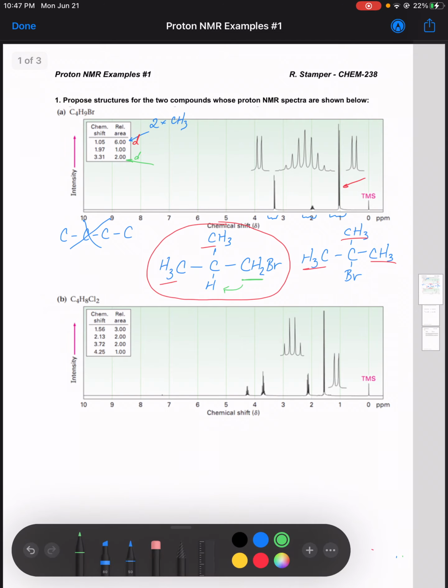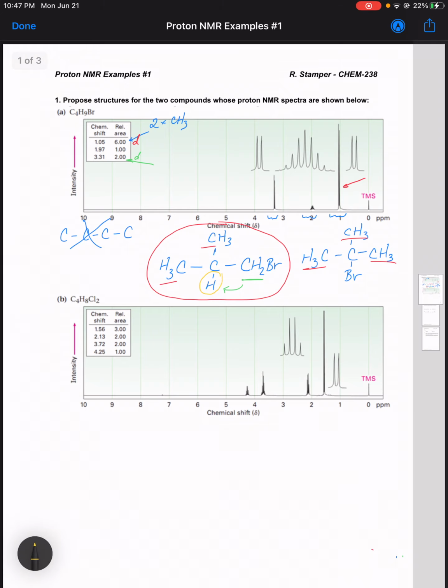Now, the hydrogen in the middle gives rise to this whole mess of stuff around a delta shift of 2 ppm. And this is what we would call a multiplet. This is the result of complex splitting.